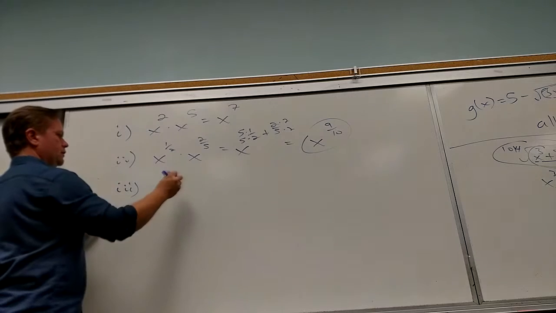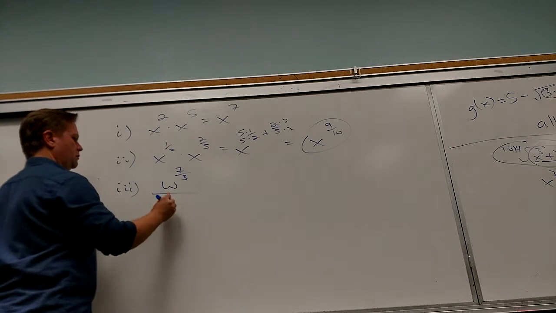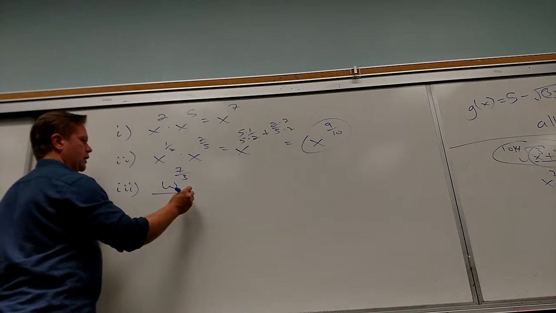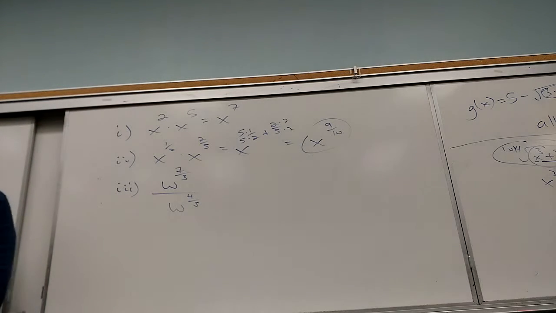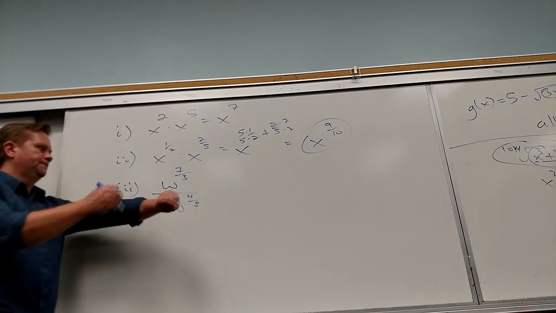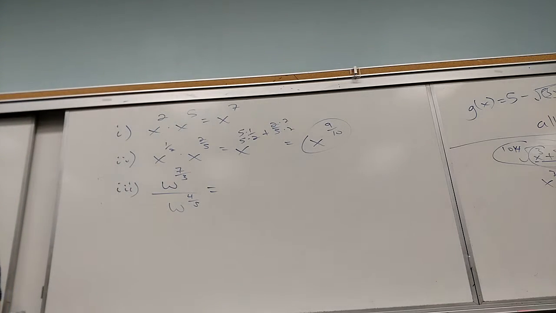So what is w to the 7/3 divided by w to the 4/5? So what do you do? What's the process say? You guys subtract. Subtract. So that doesn't change.